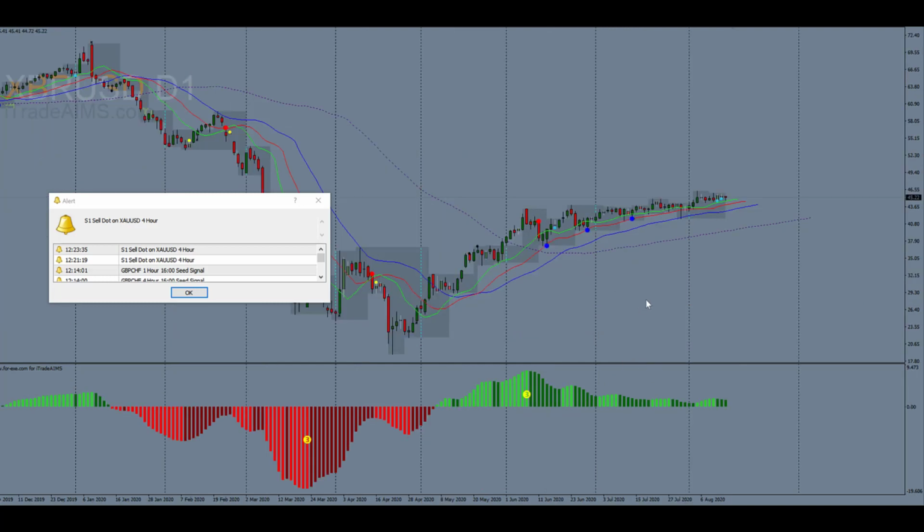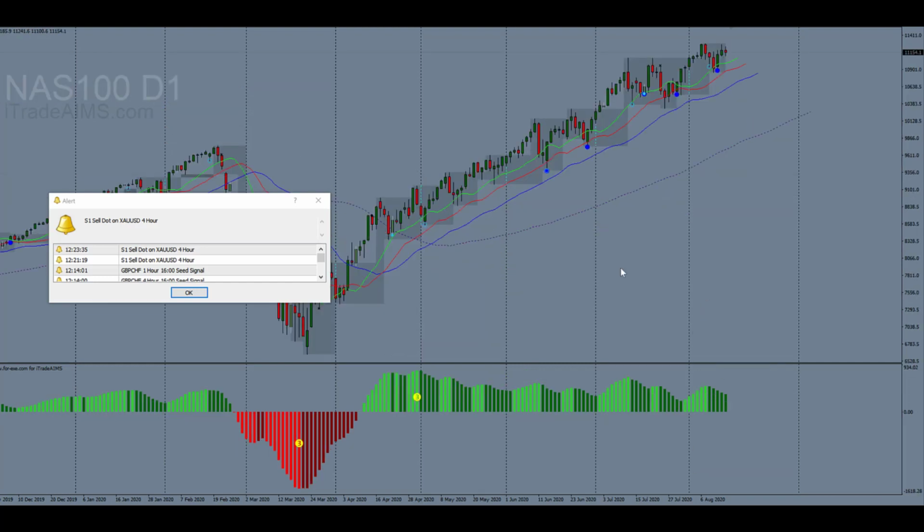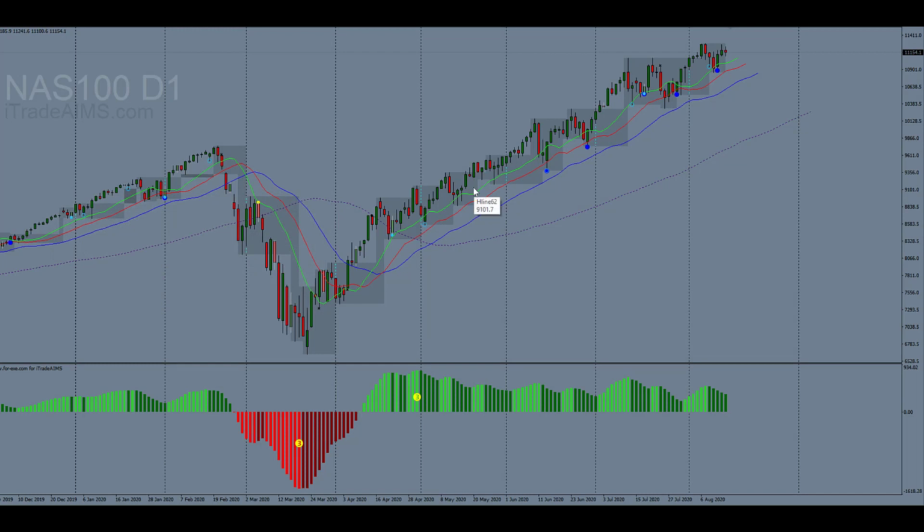Okay, oil is consolidating, just going sideways. So we need a strong breakout here. So if it breaks out and then there's a seed candle after it, probably trade that. That's all there is to it. And now let's go to the indices.